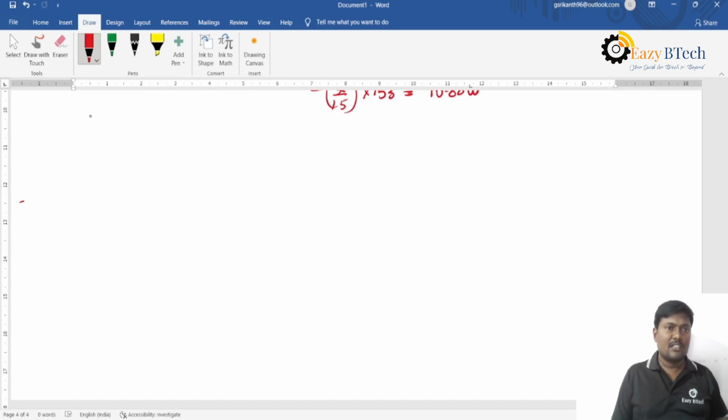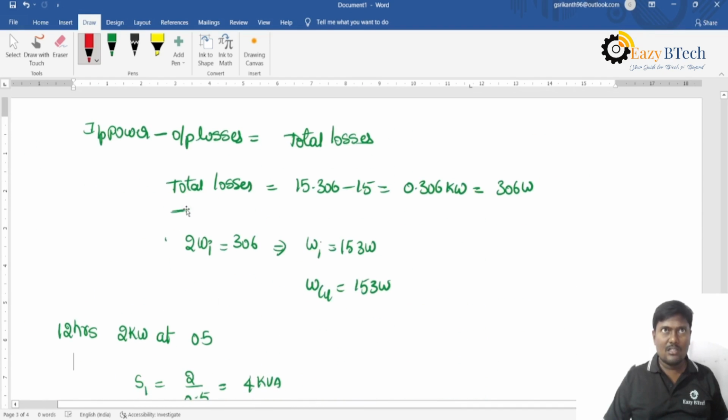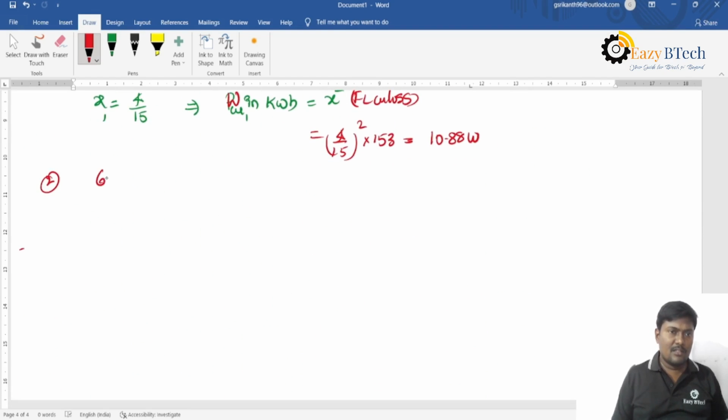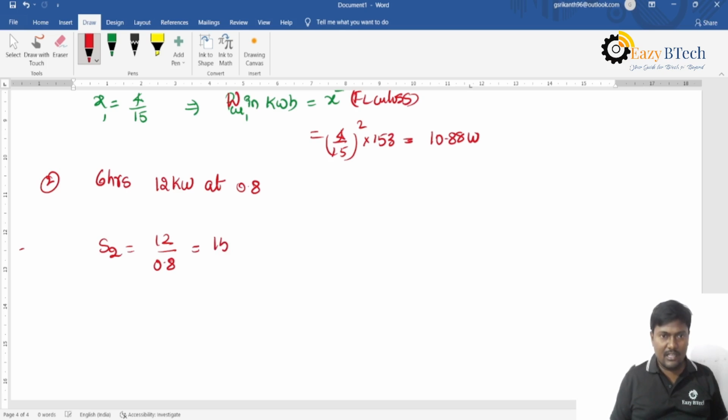Similarly, find out the second condition. In that second condition, you can see 6 hours, 12 kilowatts at a power factor of 0.8. Find out the S2 value: 12 divided by 0.8. Then I will get it as 15 kVA, where x2 is a fraction. So 15 kVA means 15 divided by 15, that is under full load condition.